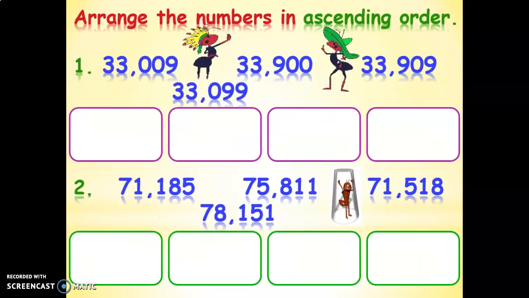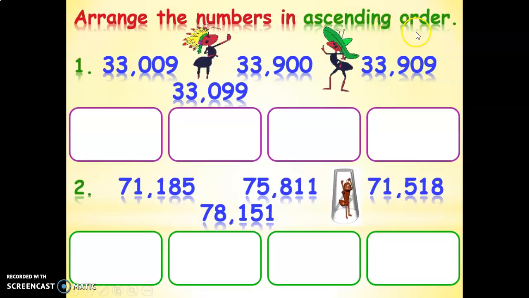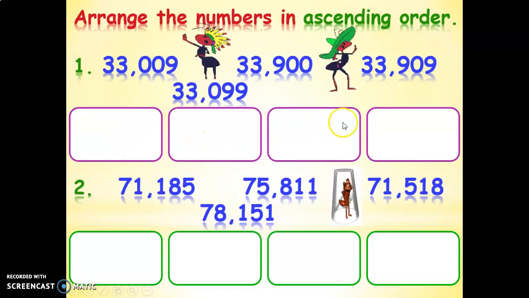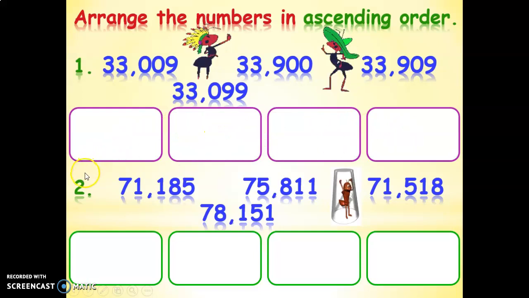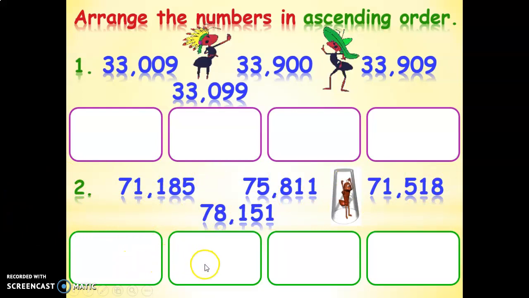Now let's see if you can answer this drill. You have to arrange the following numbers in ascending order. Remember what ascending order means. So find the answer for number 1. Which one should come first? The next number until the last number. Do the same for number 2. Which number do you think from this 4 should go first? Next one, and the last number.